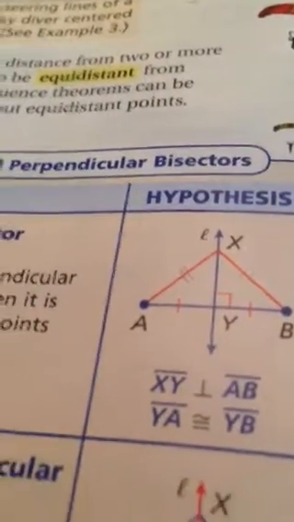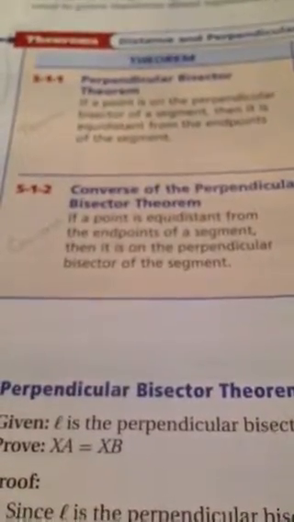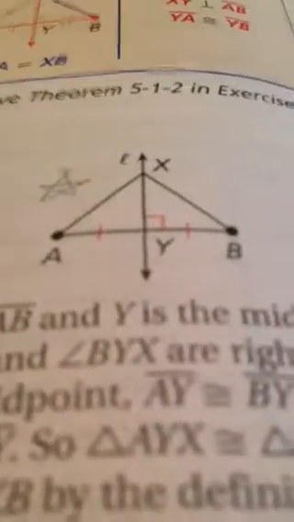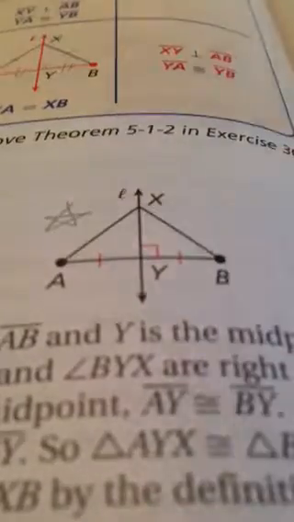So what I want us to look at now is a little bit of background understanding on why this works out the way that it does. This is below the theorem and the converse that we just did. I'm looking at this proof for the perpendicular bisector theorem, and we're not exactly going to walk through the proof, but I do want to just explain a little bit to you.